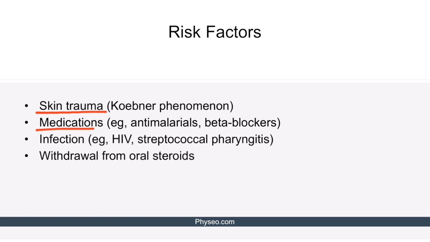A large number of medications have been associated with psoriasis, including antimalarials such as hydroxychloroquine and beta blockers such as metoprolol. Infection is another recognized trigger for psoriasis, particularly HIV and streptococcal pharyngitis. In HIV patients, the disease process often comes on very suddenly and is relatively severe. Finally, patients that are abruptly withdrawn from oral steroids may also develop psoriasis.